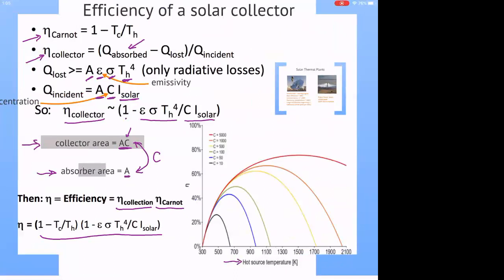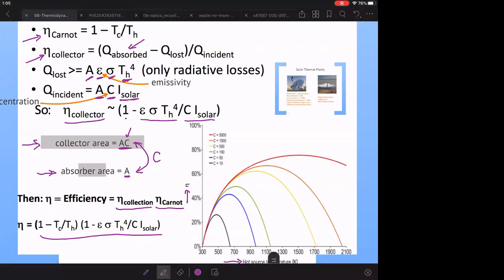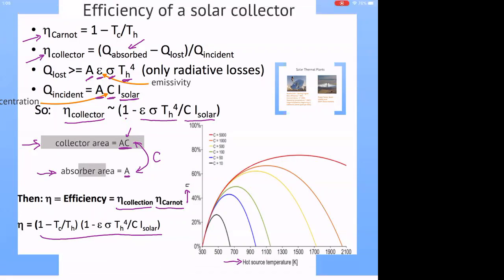This is plotted as a function of the hot temperature, and the vertical axis is the efficiency. In each curve here, you can see as the temperature increases, the efficiency increases. But there is a maximum efficiency that you can attain because of the losses. At very high temperatures, you have high losses as well because of this T to the power 4 term. So that's why you reach a peak and go down. And these different curves here are increasing concentration, increasing C.